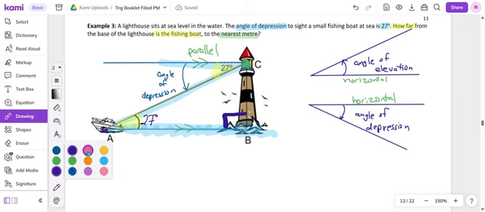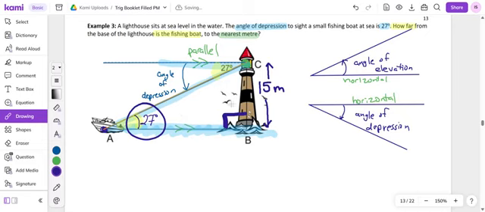So let's give this lighthouse, right? We don't have enough information, so I'm going to make something up. I'm going to say that the lighthouse is 15 meters tall. We're going to say, okay, we need a length. So let's make the lighthouse 15 meters tall. And so now I have three pieces of information: angle, angle, side.